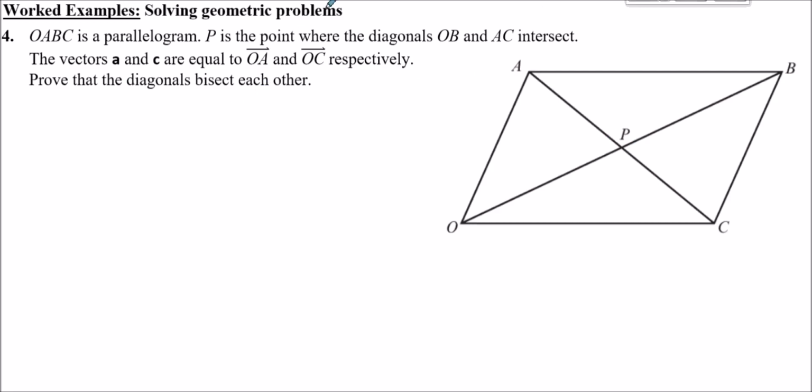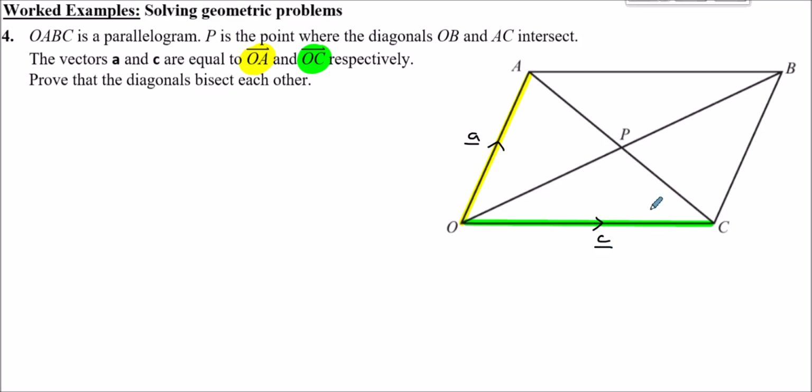Okay, so first things first, we just need to think about what we're doing here. A and C are equal to OA and OC. So from O to A, let's just draw this on so we can make some sense of what we've got in front of us. From O to A is that line here, and from O to C is going straight across like this. So I'm going to label this on. That's the same as A, and that's C.